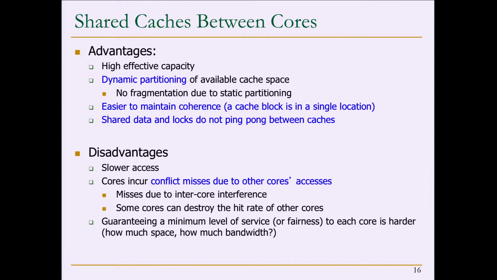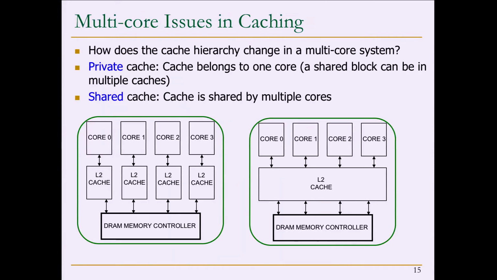And one of the issues is inter-thread interference. Whenever you have a shared resource, cores incur conflict misses due to other cores' accesses. They get misses due to inter-core interference. And some cores can destroy the hit rate of other cores. We're going to occupy ourselves a lot with this in this lecture. And again, you have the problem that guaranteeing a minimum level of service to each core is harder if you have a shared cache, right? Or fairness, even. Here, it's easy. You already have some minimum level of service or minimum level of cache capacity, at least. But here, you may not have that.